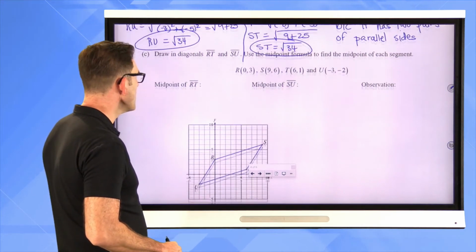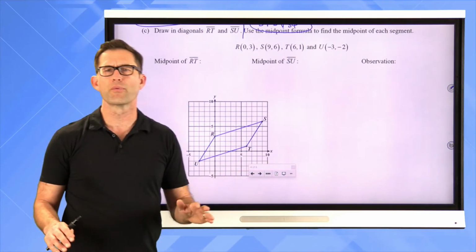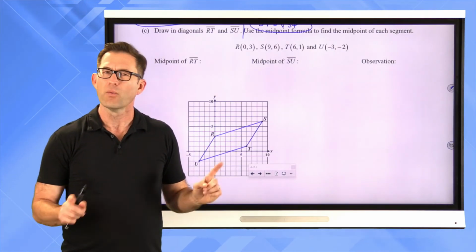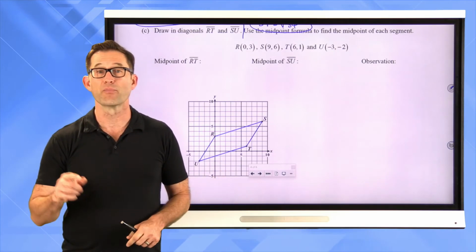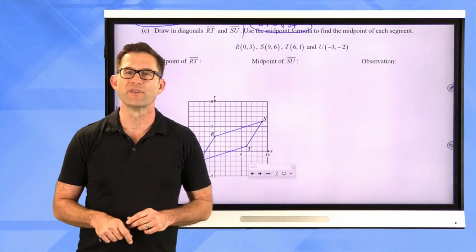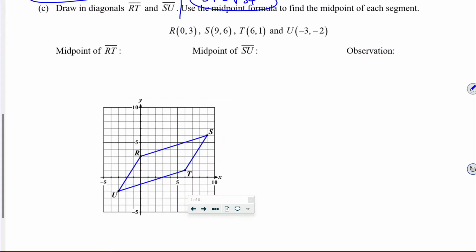So letter B, right? Letter B, we were proving using coordinate geometry that two opposite sides were the same length. We already knew that they should be the same length from proving it back a few exercises ago. But now let's look at something that's a little different. Letter C. Draw in diagonals RT and SU. Use the midpoint formula to find the midpoint of each segment. We haven't done midpoints for a little while. And then we're going to make an observation.